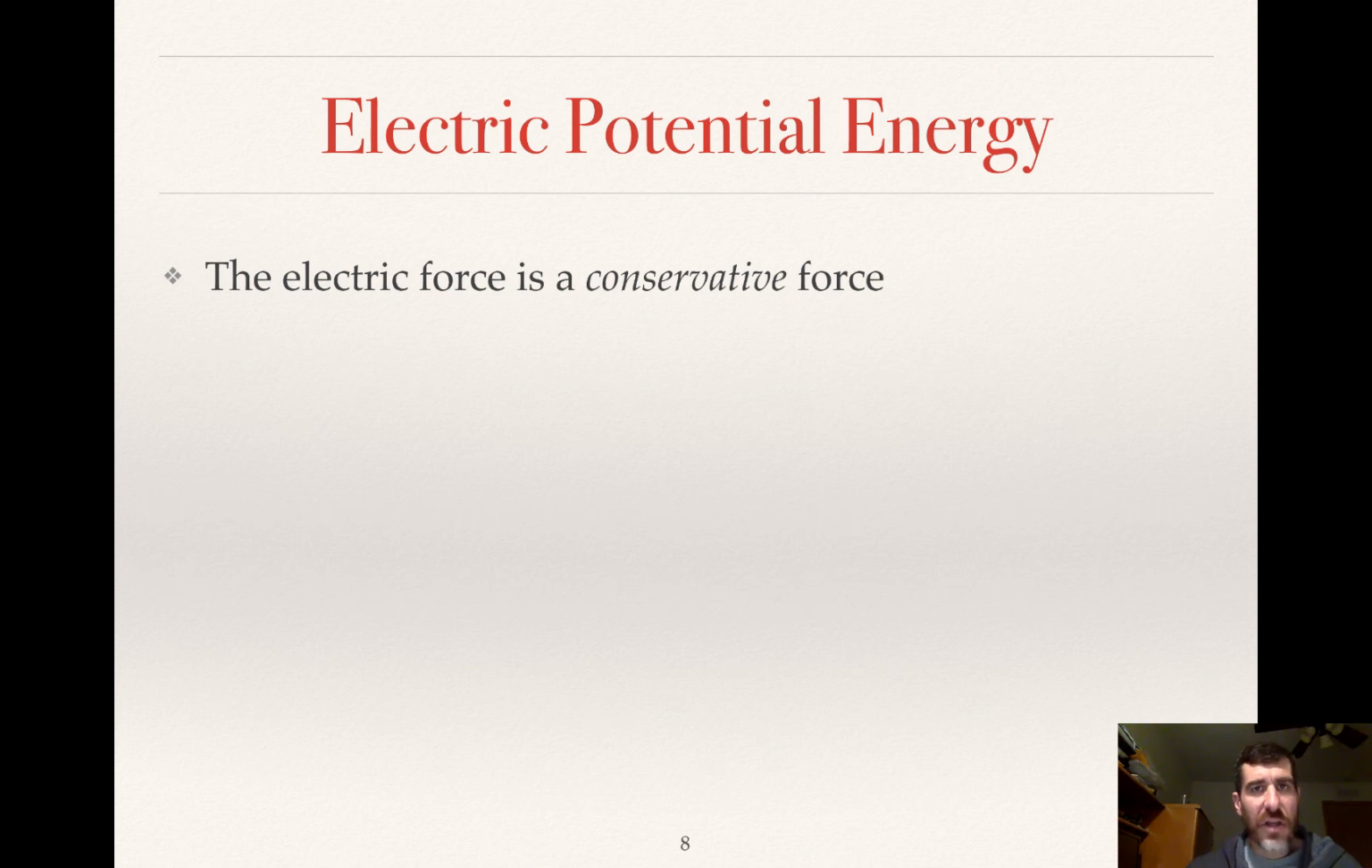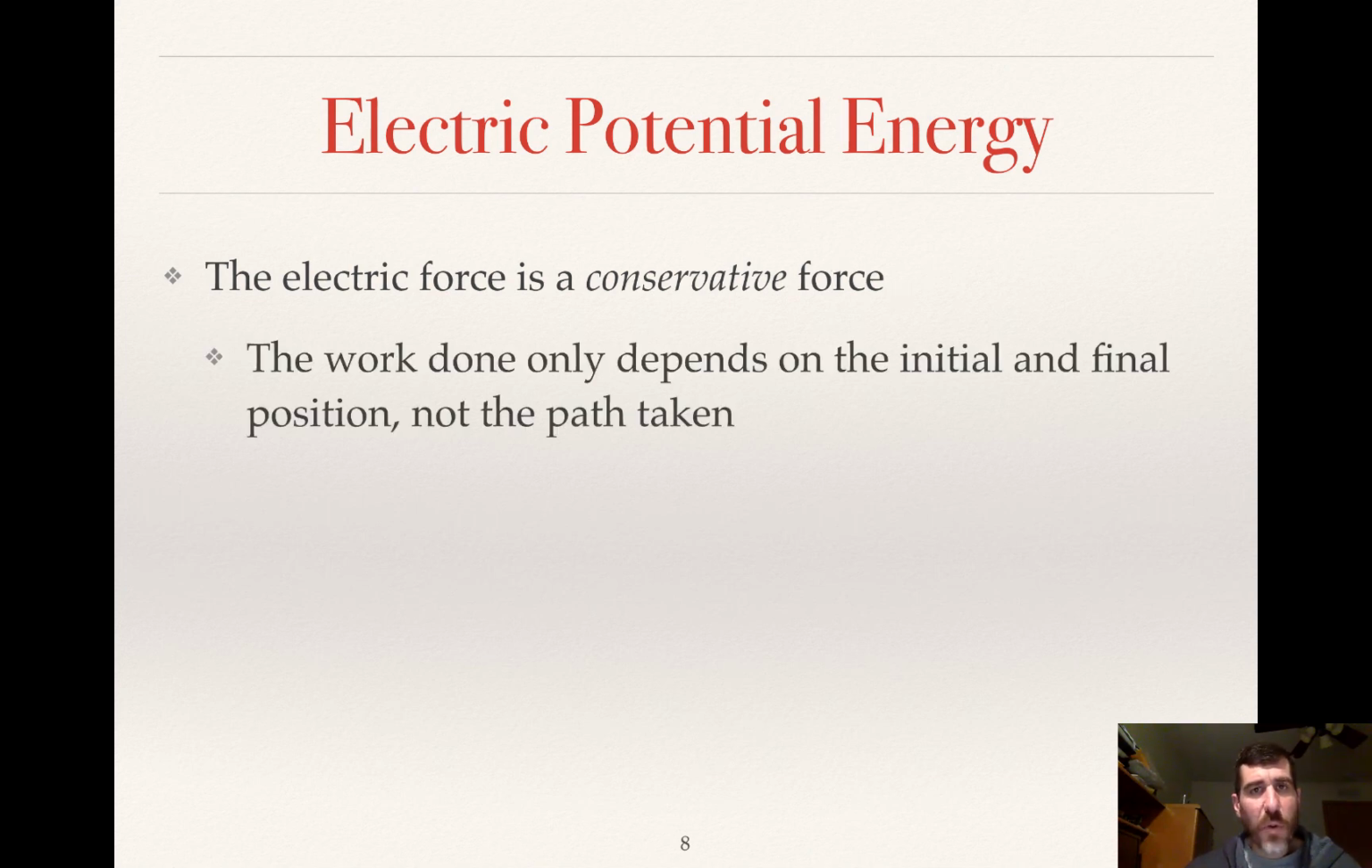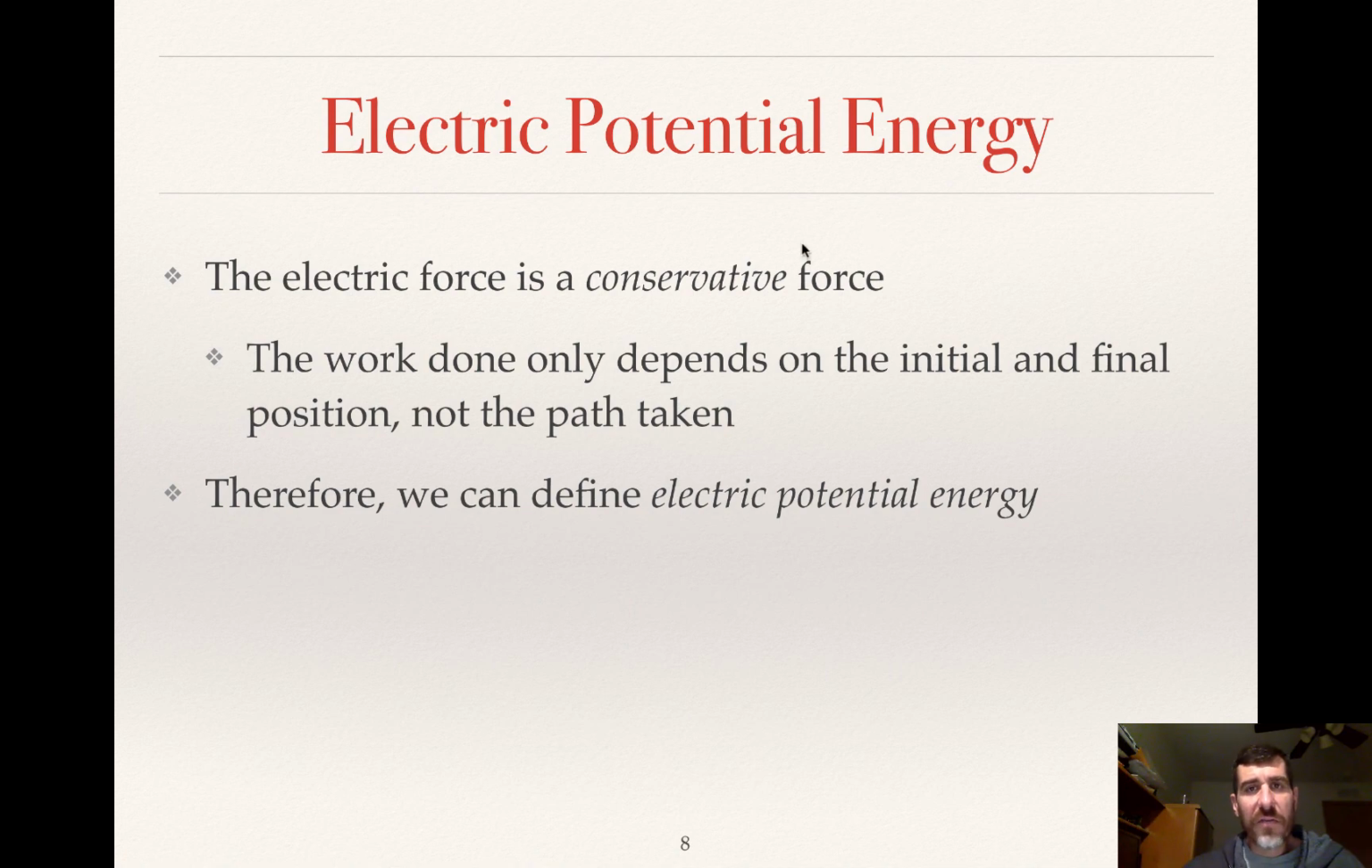So, the electric force is a conservative force, and that's important. Remember, for a conservative force, the work done only depends on the initial and final position, not on the path you take. Things like gravity were a conservative force. Things like friction were not a conservative force, but the electric force is conservative. And if we have a conservative force, we can define a potential energy to go along with it. In general, potential energy is the negative of the work done by the force. So we want to do an integral from some initial position to some final position of the force dotted in with your path length element.